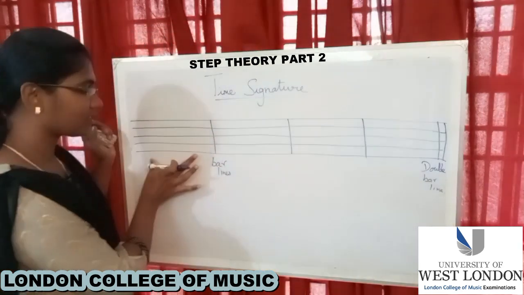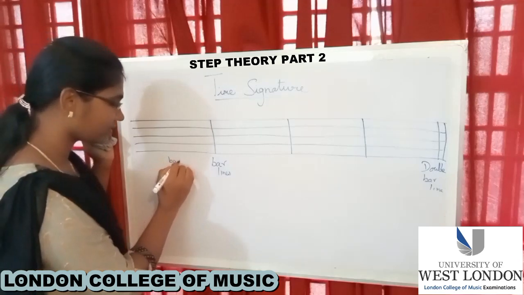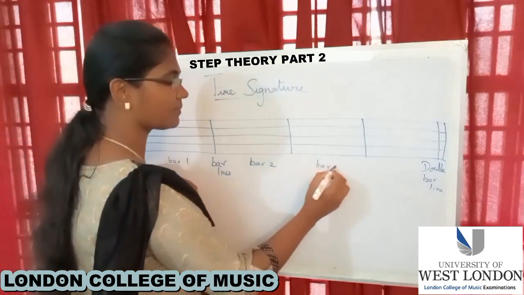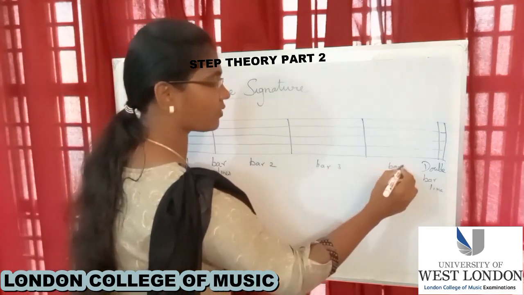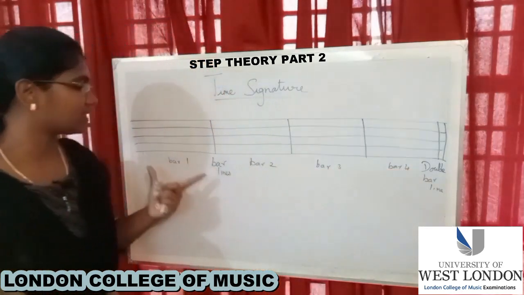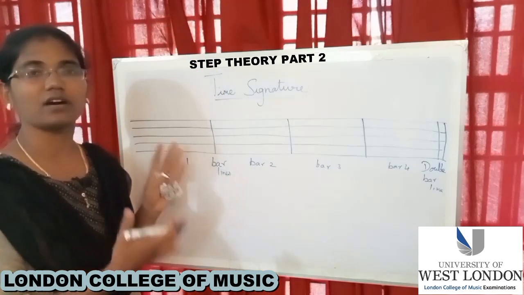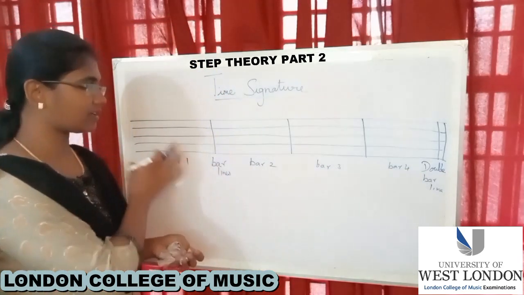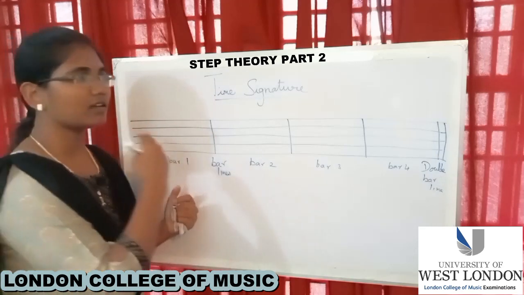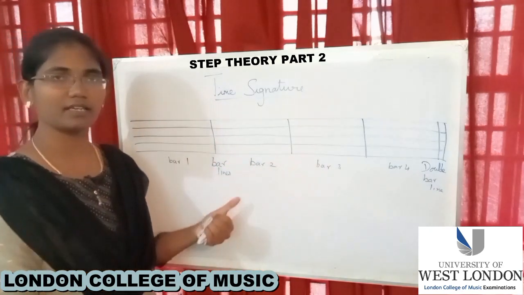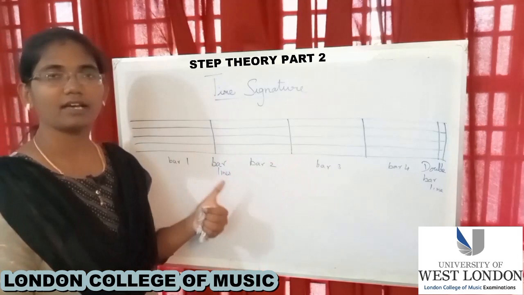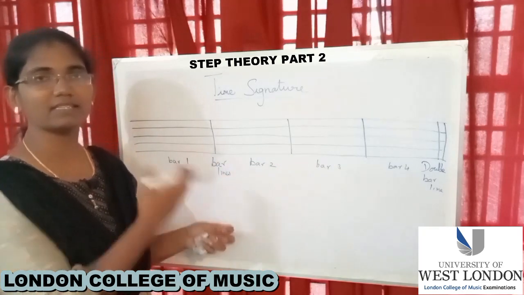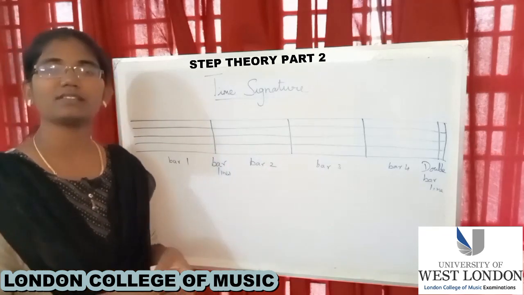Take this as bar 1, this one is bar 2, this is bar 3, this is bar 4. Bars mean all the counts inside each bar must be equal. If the first bar has 4 counts, all the other bars also have the same counts. The number of beats in each bar must be the same.